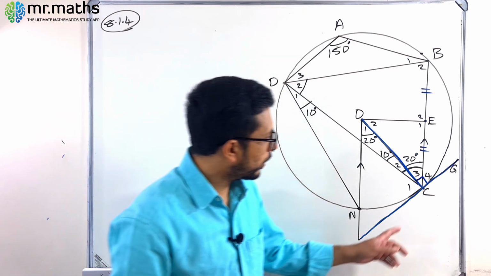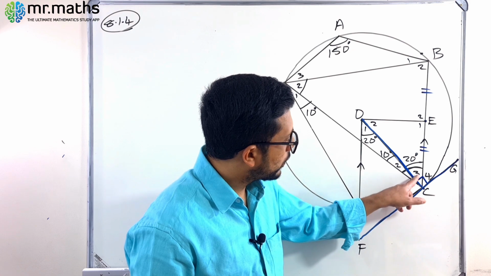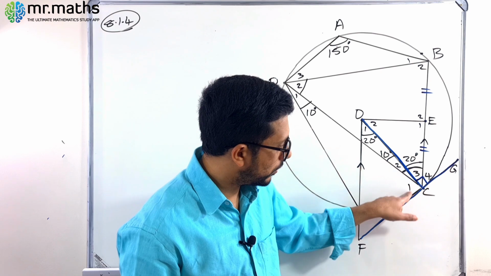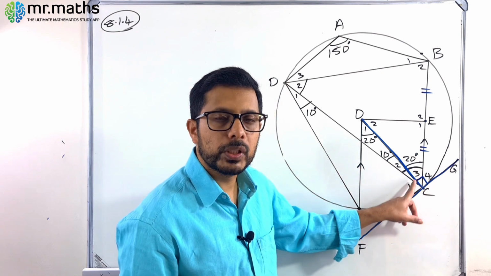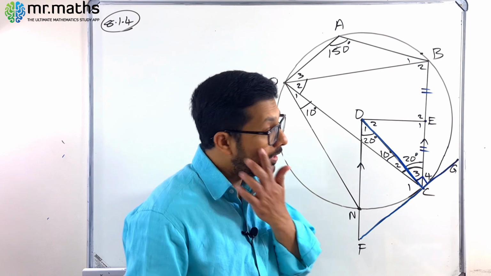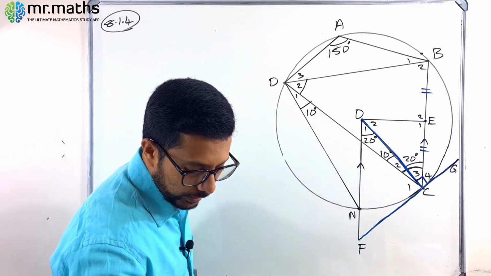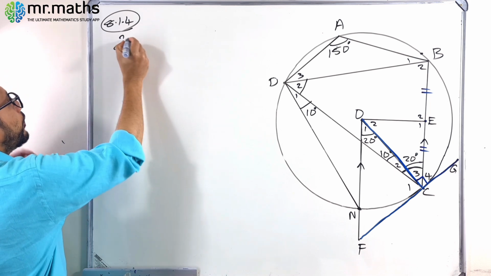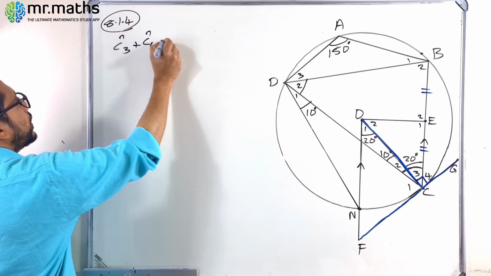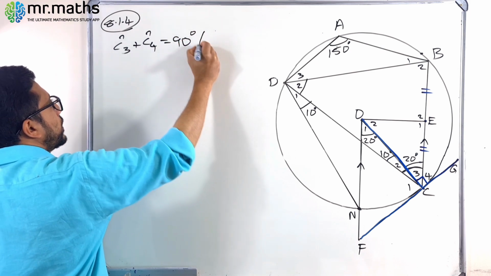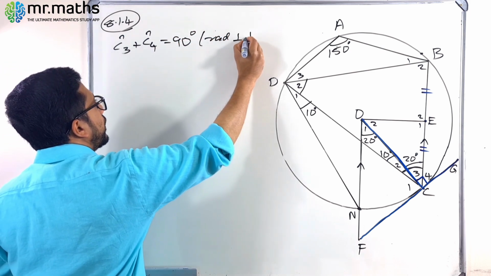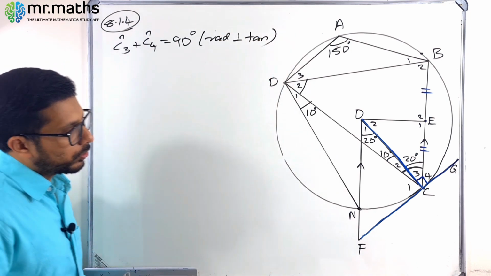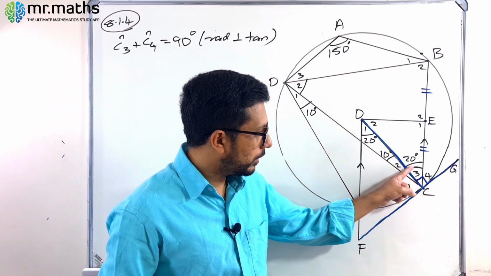Am I right? So the total angle, C3 plus C4, is it not the angle between this line, the radius, and this tangent? So C3 plus C4 is 90 degrees. Am I right, guys? So what is the reason? Angle C3 plus angle C4 is equal to 90 degrees. The reason is radius is perpendicular to tangent, or tangent is perpendicular to radius. Now C3 we already know is 20 degrees.